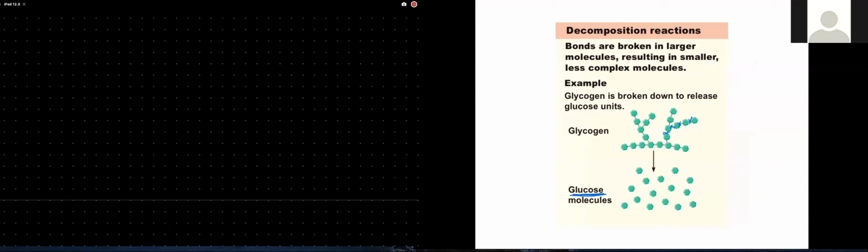An example here is the breakdown of the storage form of glucose inside your liver and skeletal muscle cells, which is the glycogen, into its simple form, which is the glucose. So we've got here a decomposition reaction.